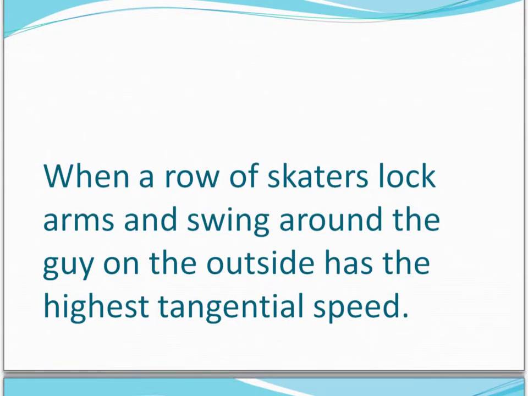When a row of skaters lock arms and swing around, the guy on the outside has the highest tangential speed. Do you remember doing this when you were in elementary school? You'd go to the skating rink and everybody'd lock arms. You'd start spinning around and around and around. Well, everybody in that line would have the same rotational speed, but the guy on the very end has the most tangential speed. If he lets go, he goes flying off in a straight line path, and he will have the fastest linear speed, that tangential speed, out of anyone. And the person in the very center, if they were doing it correctly, would be just spinning around in a circle and not moving. If everybody let go, he would still be spinning in that space in the middle.